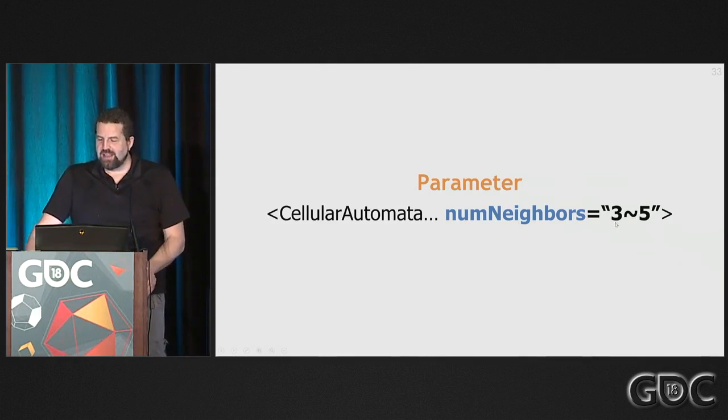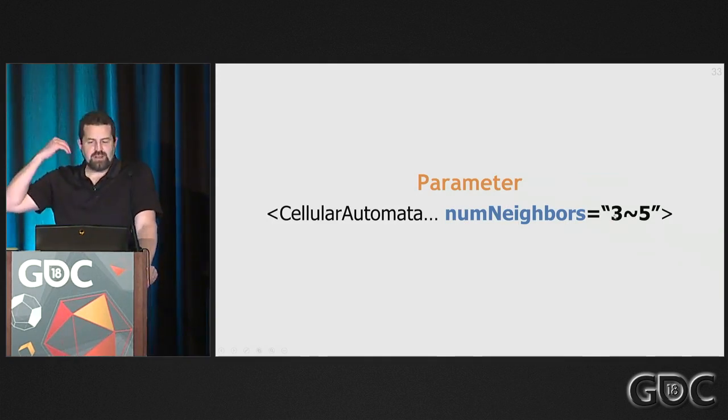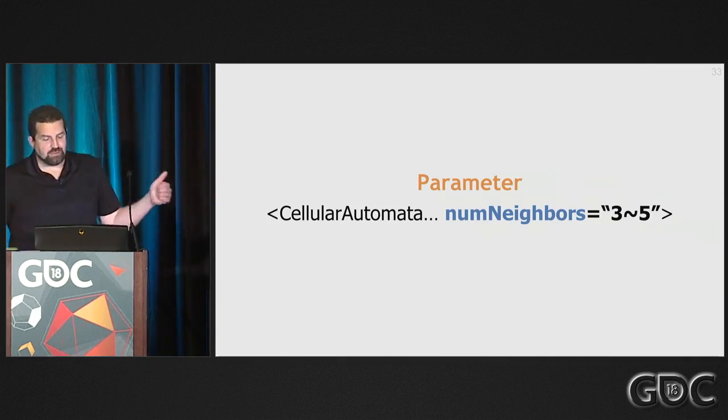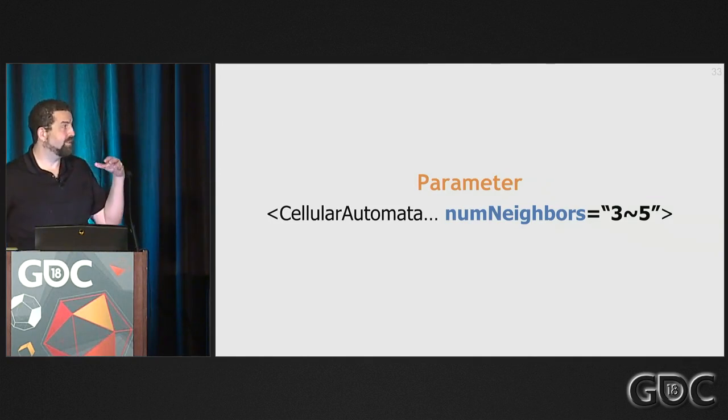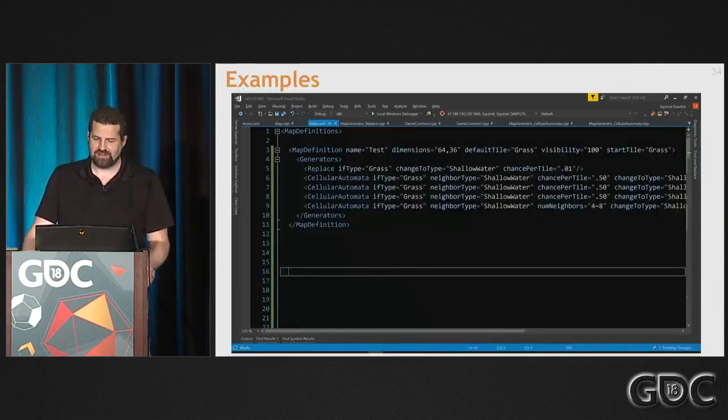So I'm going to say, and if you saw my talk before about random number ranges, anytime you put in a number, if it's plausible for it to be a number range, make it a number range. So I could make this rule be, if I have 4 neighbors, then change. But now I'm saying, if I have between 3 and 5 neighbors, change. Right? So there's a range that will qualify.